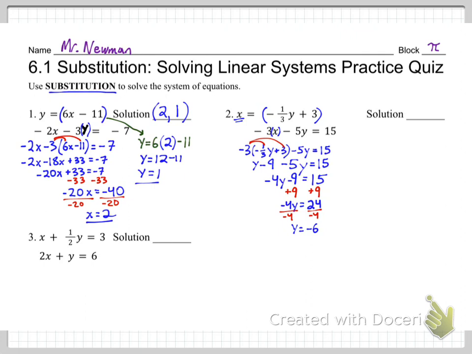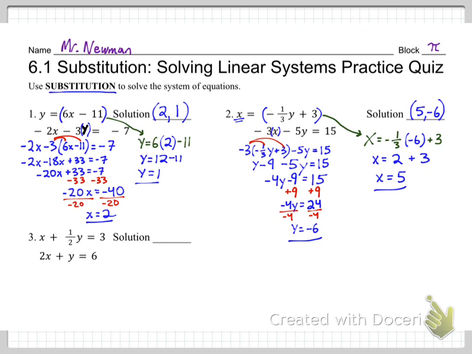Now that we have y, let's get x. Again, I'm going to use the equation that is already solved for x if I want to figure out what x is. So I'm just going to plug it in. Plug in negative 6, substitute that in for y. And we get 1/3 of 6 is 2, and a negative times a negative is a positive. So we get 2 plus 3, which is 5. So my solution is 5, negative 6.